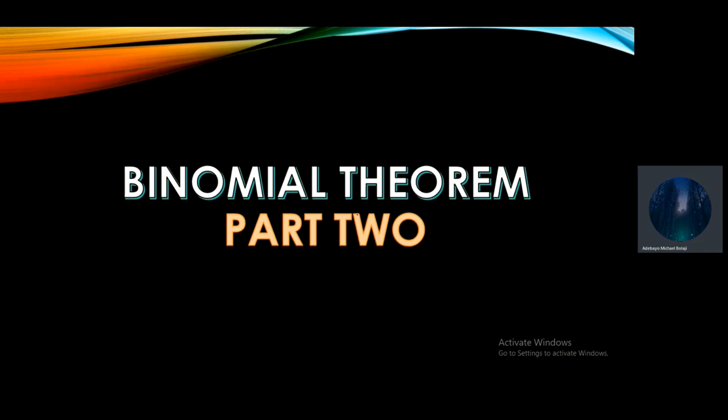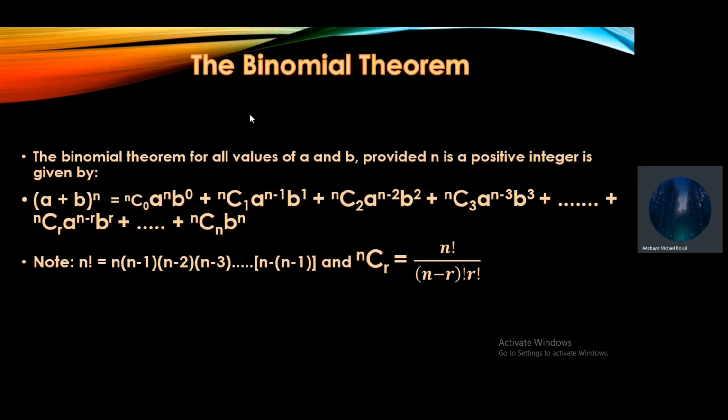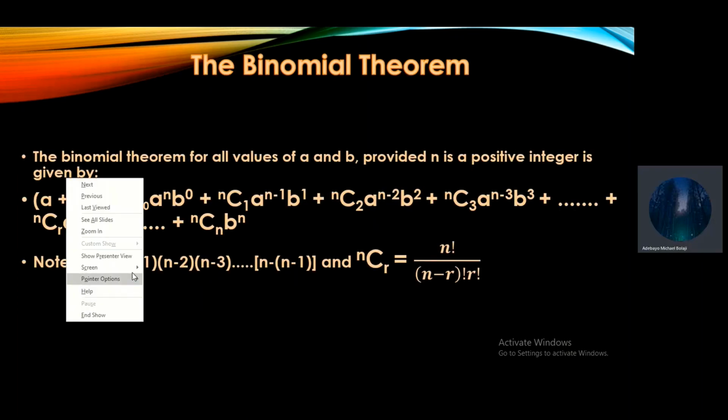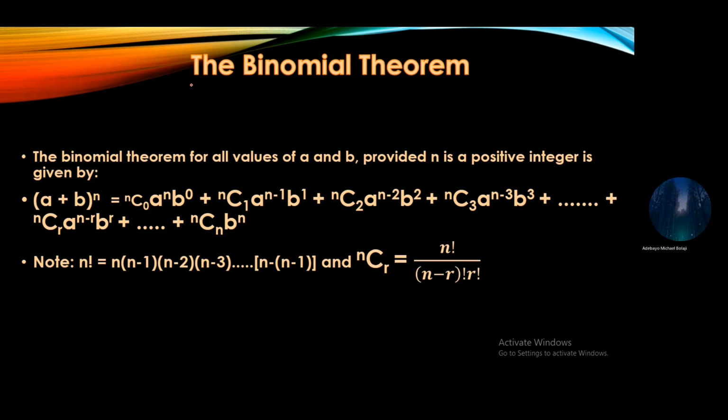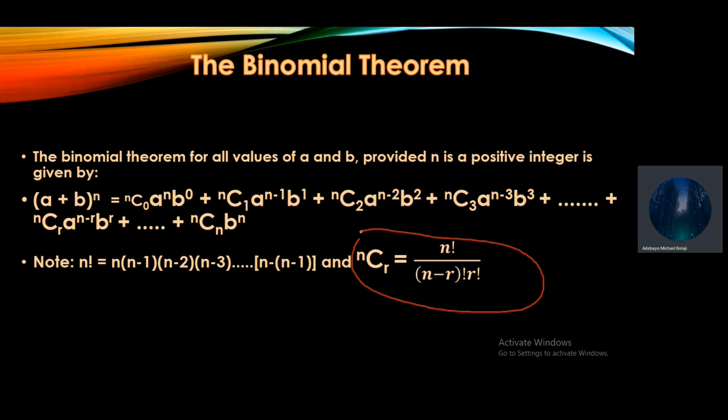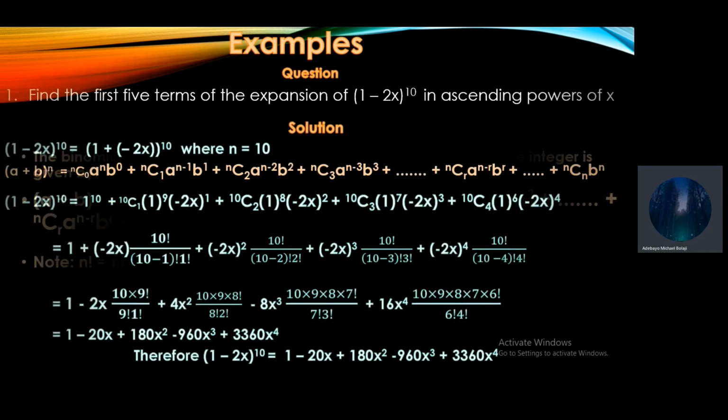Let's dive right in. Okay, just a quick reminder. This is the formula for the binomial theorem. The binomial theorem for all values of a and b, provided n is a positive integer, is given by this formula. I explained this formula in the last class. I explained what combination is in the last class. So let's continue with our examples.